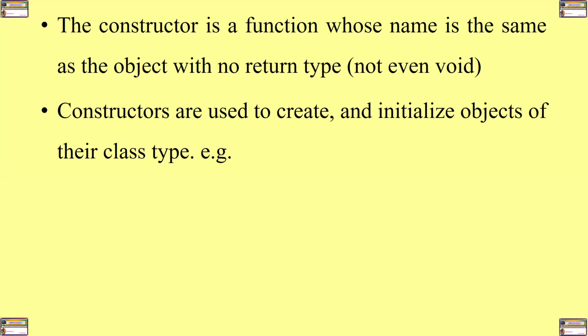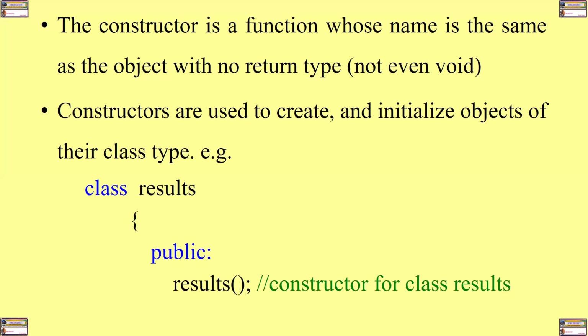Constructors are used to create and initialize objects of their class type. For example, if you have a class called Results, whose definition includes a constructor or a function which is called Results, as you can see, this function has a name that is similar to the class, and therefore this is a constructor for class Results.